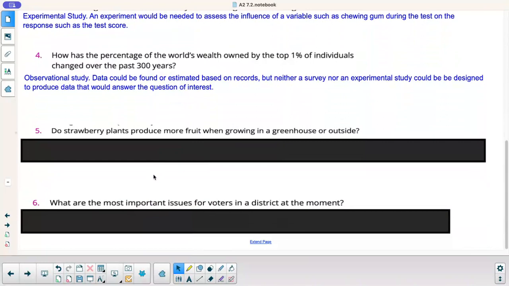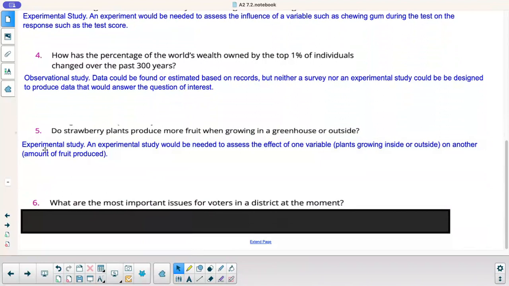Do strawberry plants produce more fruit when growing in a greenhouse or outside? That would be an experimental study. You're going to have 2 groups. Experimental study would be needed to assess the effect of one variable, plants growing inside or outside, on another, which is the amount of fruit produced. So you could have 2 sets of plants, one inside, one outside, and then see which one produces more fruit. Okay, you'd have to make sure you keep all your other variables the same, as far as like how much water they're getting and things like that.